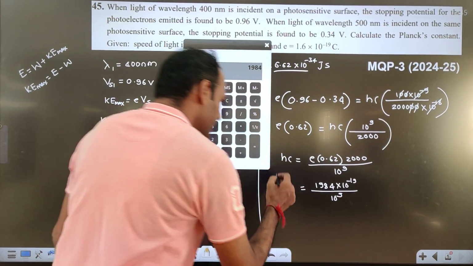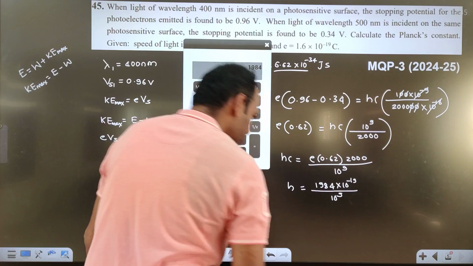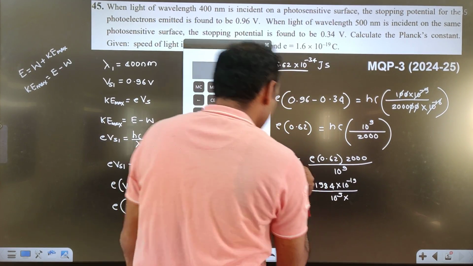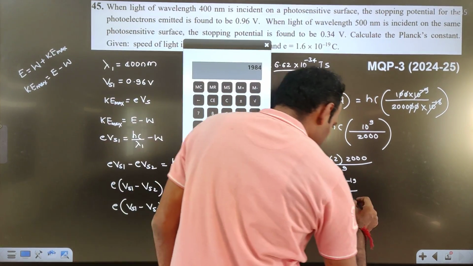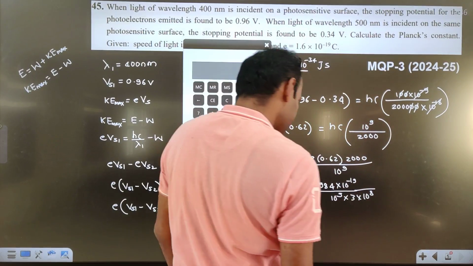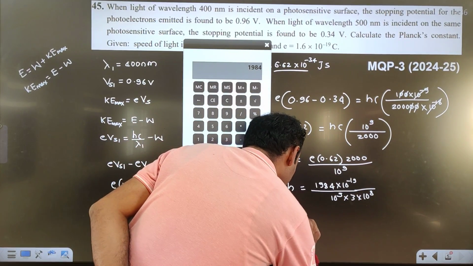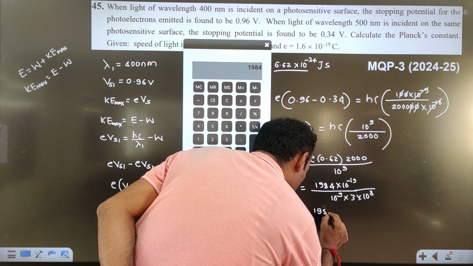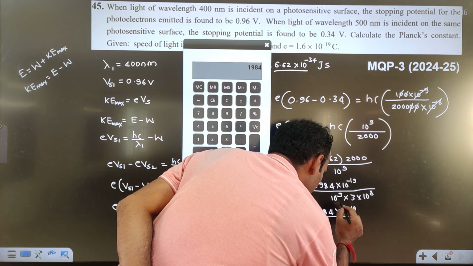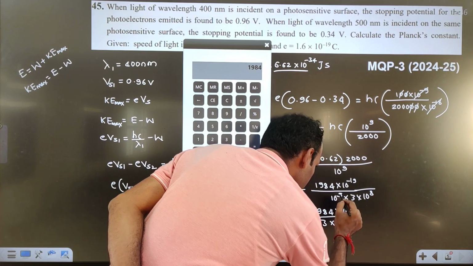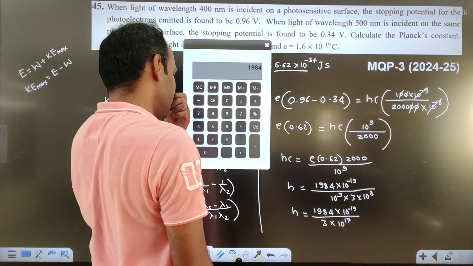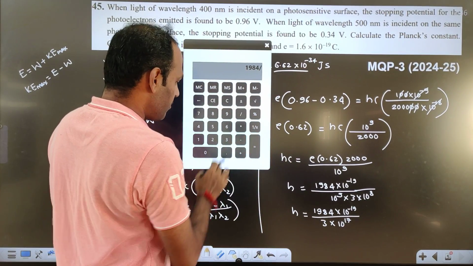Correct? Okay, now here hc, I will take to this side. On this side I take c. What is the value of c? c means it is 3 into 10 raised to 8, speed of light. 3 into 10 raised to 8, I will get it, correct. Okay, so finally I will get 1984 into 10 to the power minus 19 divided by 3 into 10 to the power 9, 10 to the power 8 will be 10 to the power plus 17. Okay, 1984 divided by 3.